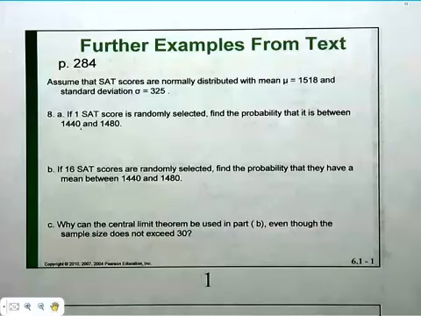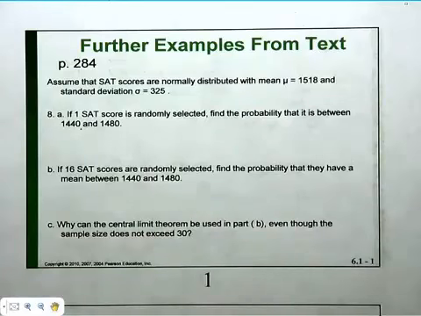The A part is, if one SAT score is randomly selected, what's the probability that that one is between 1440 and 1480? And the B part is, what if instead of using one student to represent the school, I use 16 students to represent the school? Then that would probably be a more accurate reflection of the scores of the entire student population than just using one score would be.